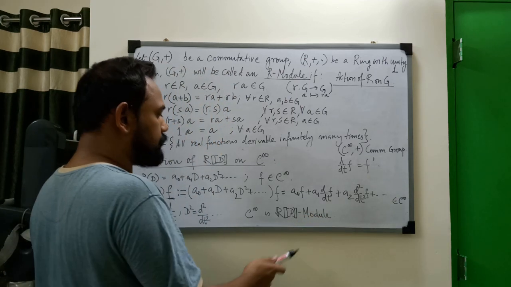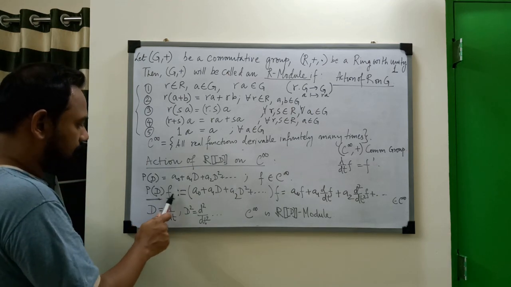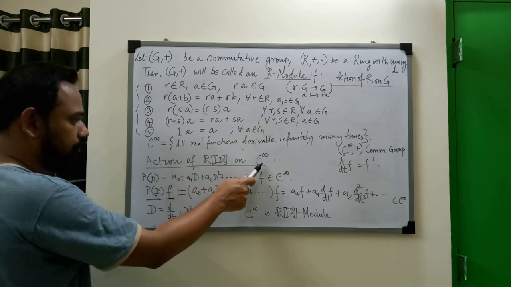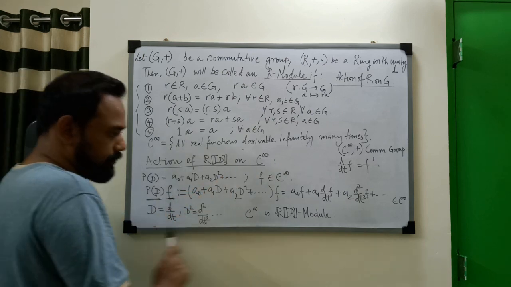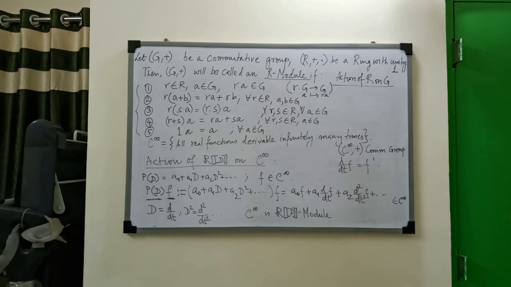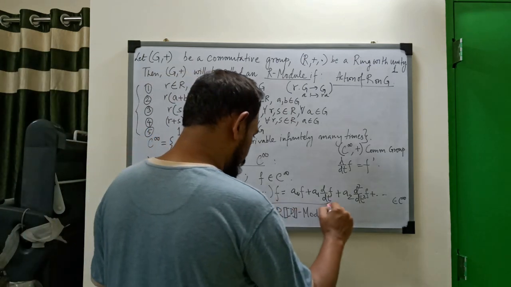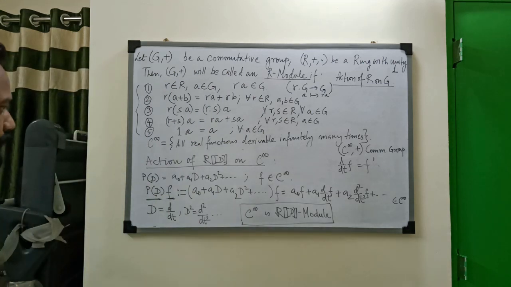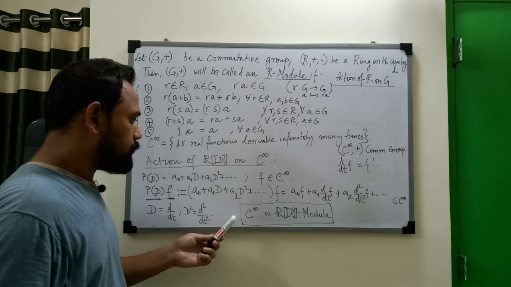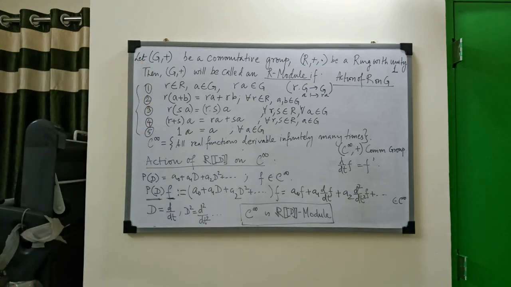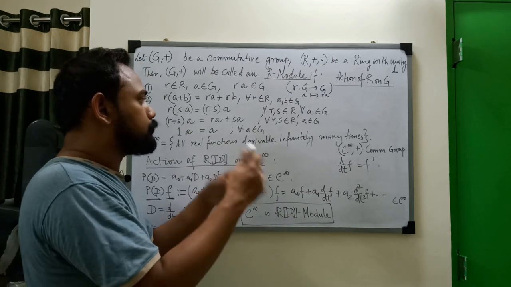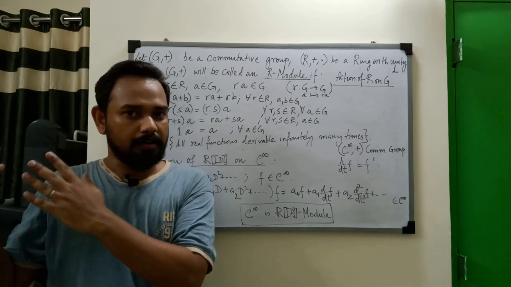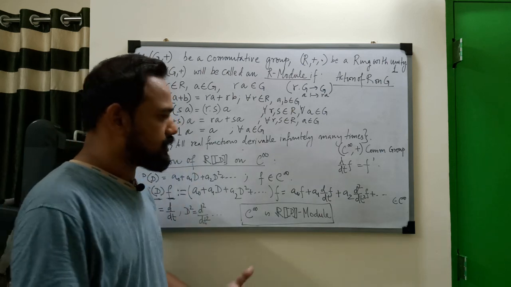Technically, it would be called a left module because R is acting on F from the left. The elements of R are acting on F, or elements of C infinity, from the left. But we'll just let go of that. This is the important conclusion from this lecture, and we will continue with this. We will build up. This is what the theory from algebra, from rings and modules, that we need.